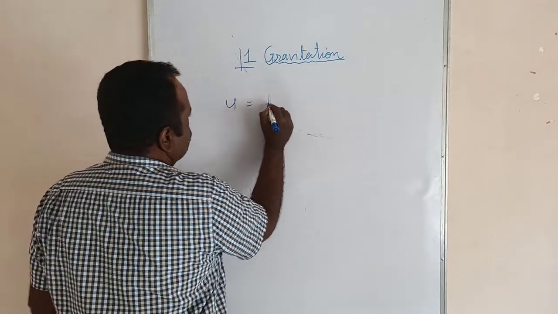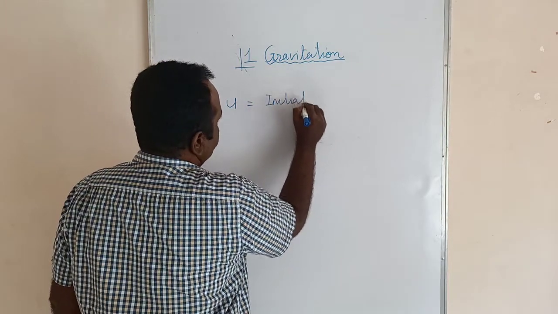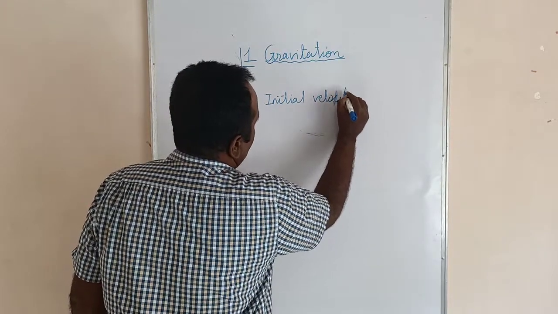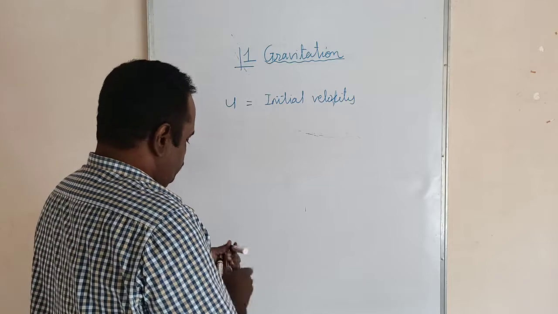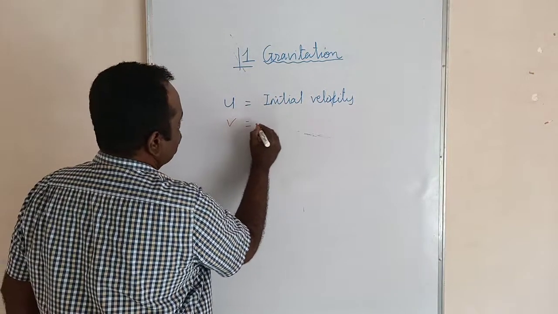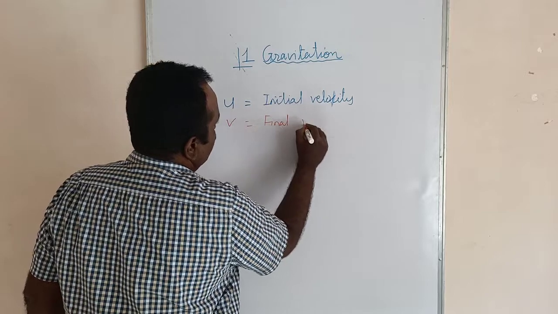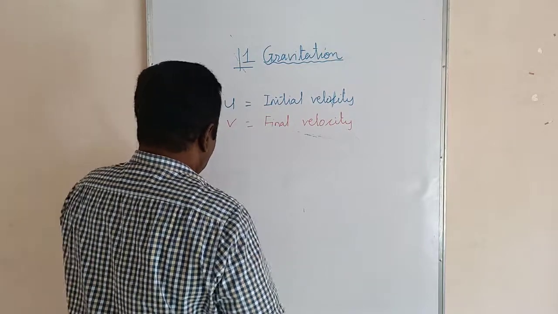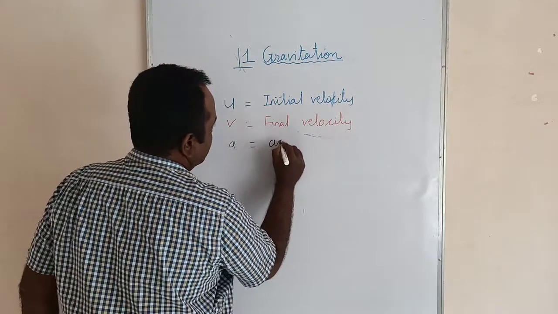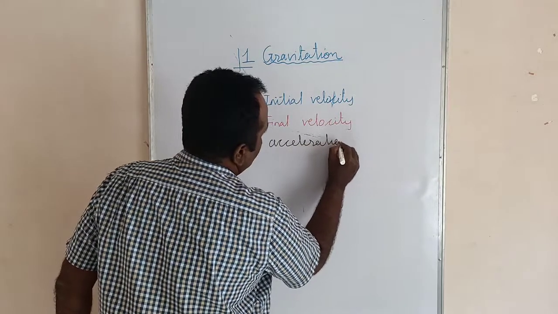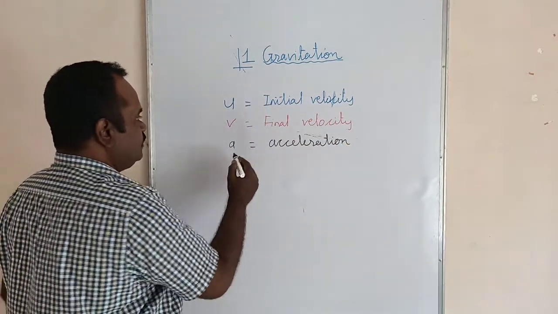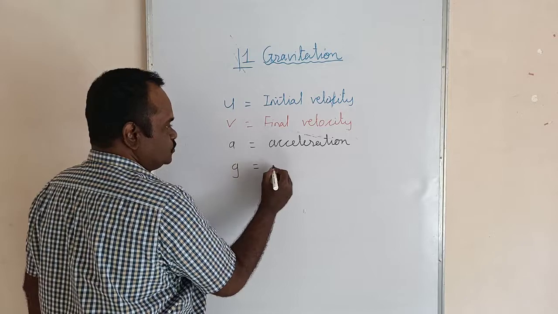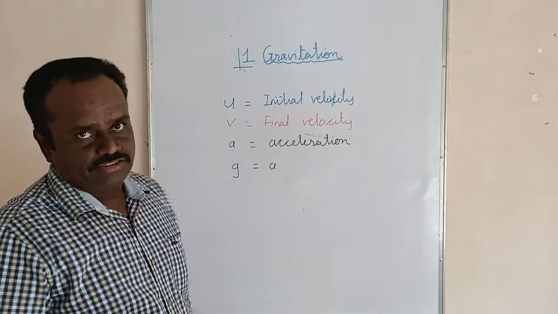What is this u? It is called the initial velocity. Next is v, which is final velocity. Next, a, we call this acceleration. Whenever we need acceleration due to gravity, we use g also. So a is equal to g also.